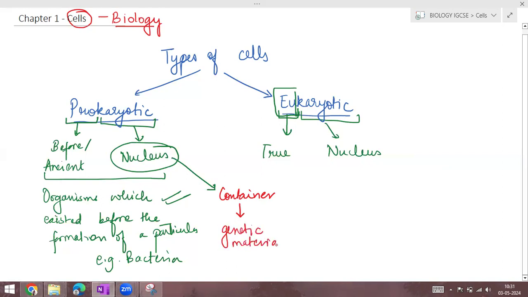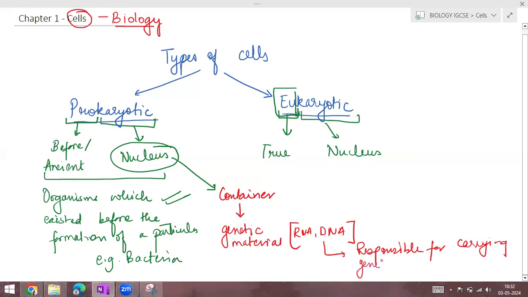Okay, genetic material is, for example, RNA and DNA. These RNA and DNA are responsible for carrying genetic information from one generation to another. Now the question may arise in your heads: what is this genetic information?